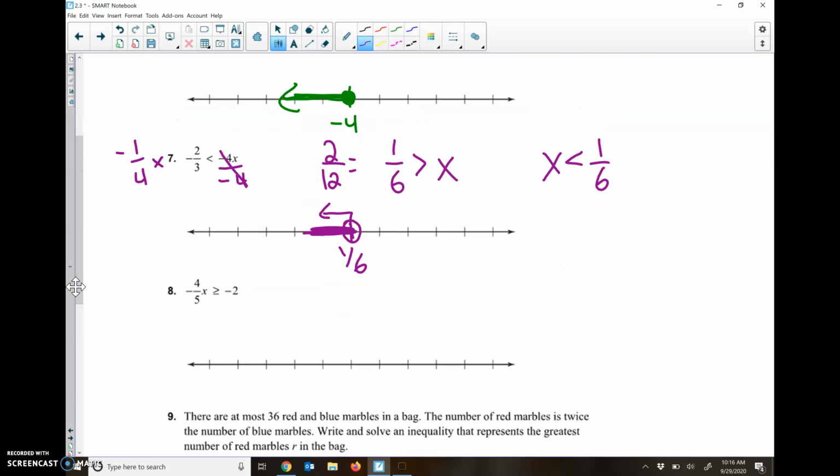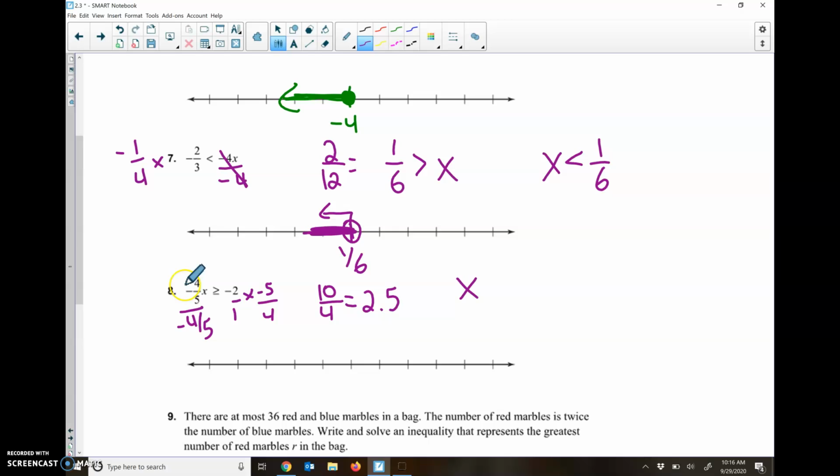All right, let's look at number 8. So kind of the same thing, negative 4/5 times x. So I'm going to divide by negative 4/5. Remember, that's the same as multiplying by negative 5/4. So 2 times 5 is 10. 1 times 4 is 4. So that kind of simplifies to 2.5.